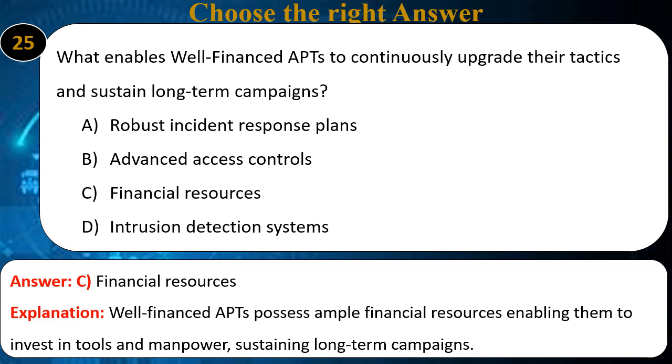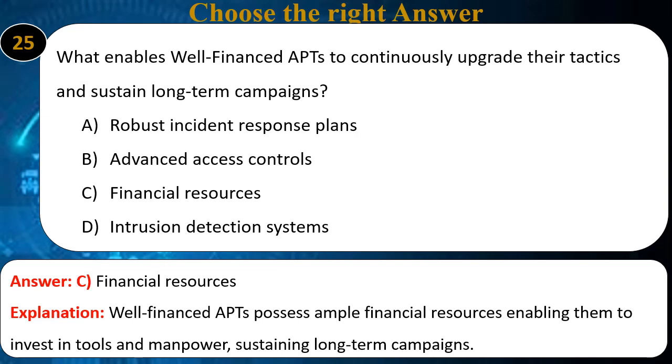Hiring skilled attackers. Advanced persistent threats can attract and retain skilled attackers by offering high salaries and benefits. This gives them access to a pool of talent that can develop and execute complex attacks. Purchasing zero-day vulnerabilities. Advanced persistent threats, APTs, can purchase zero-day vulnerabilities, which are vulnerabilities that have not yet been patched by software vendors. This gives them a significant advantage over defenders, who may not be aware of the vulnerability or have a patch available. Maintaining infrastructure.